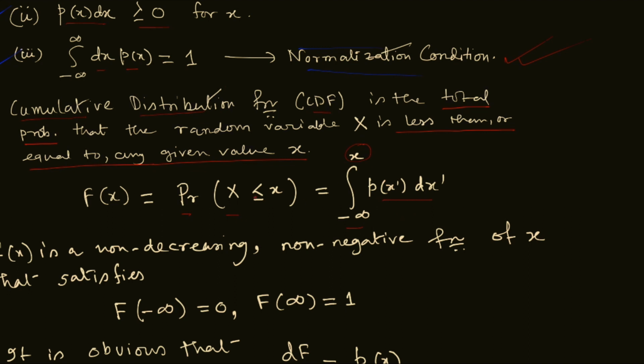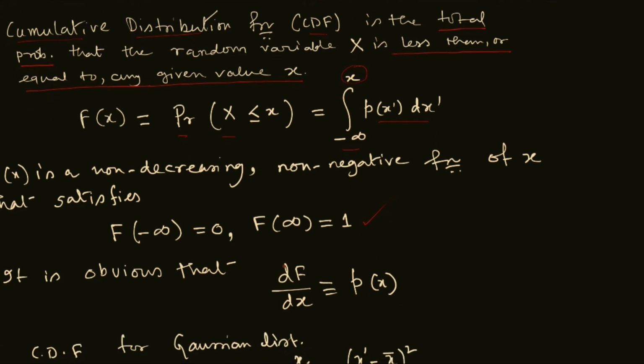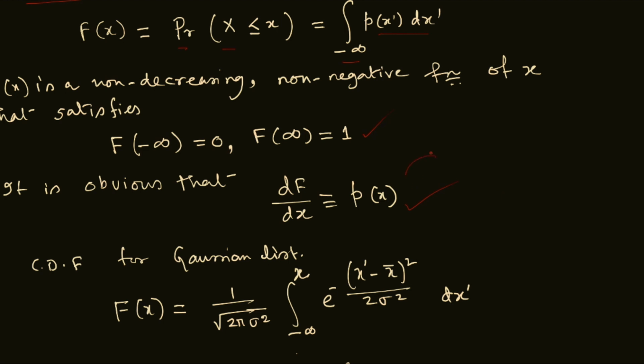F(x) is non-decreasing, a non-negative function of x that satisfies F(-infinity) = 0 and F(+infinity) = 1, because -infinity covers no area under the curve, meaning almost 0 probability. When x becomes infinity, it is the integration from -infinity to +infinity, and the normalization condition gives you the value 1. It is obvious from basic calculus that dF/dx is p(x), which is the probability density function PDF.